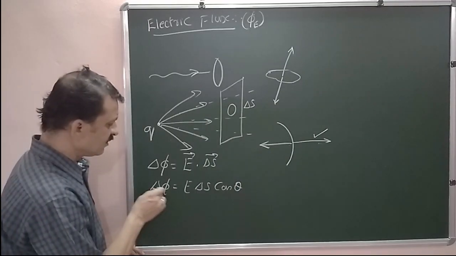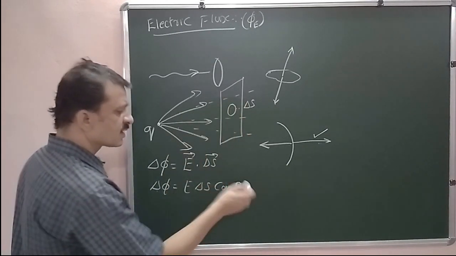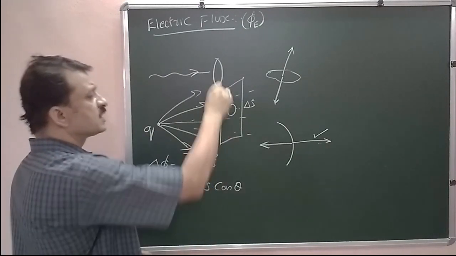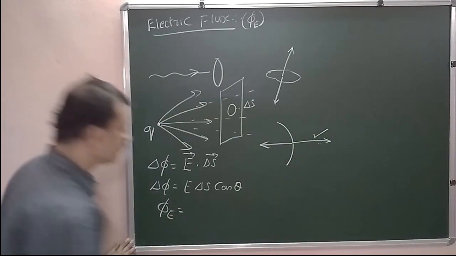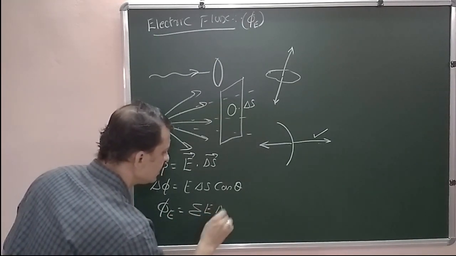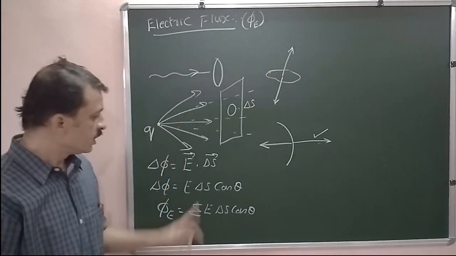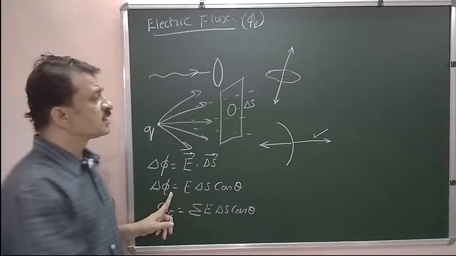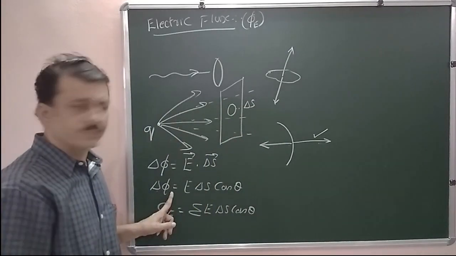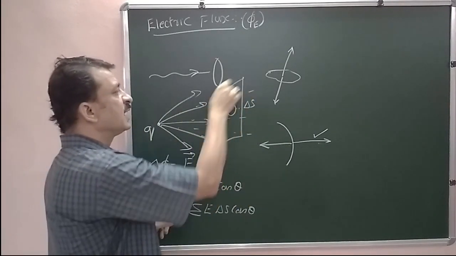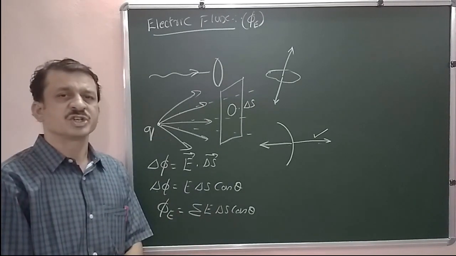The electric flux through a small surface area is given by E into delta S cos theta, and if you consider the entire surface, the total electric flux can be written as sigma E into delta S cos theta. We are using the sigma notation. Here this term gives the small number of electric field lines passing through this small area delta S. If you consider the entire area, then we make use of the sigma notation.